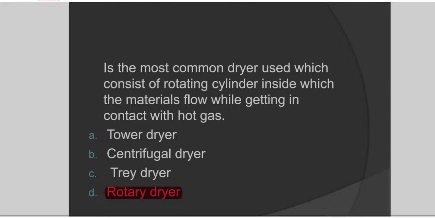Which is the most common dryer used, which consists of a rotating cylinder inside which the materials flow while getting in contact with hot gas? A. Tower dryer. B. Centrifugal dryer. C. Tray dryer. D. Rotary dryer.